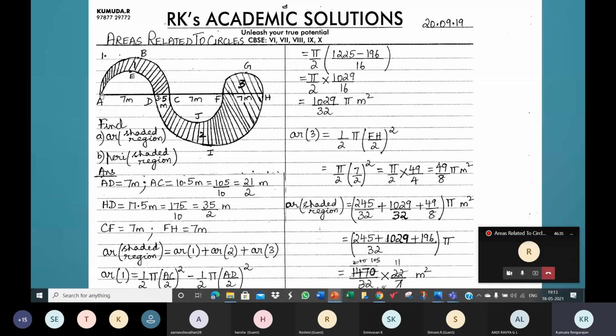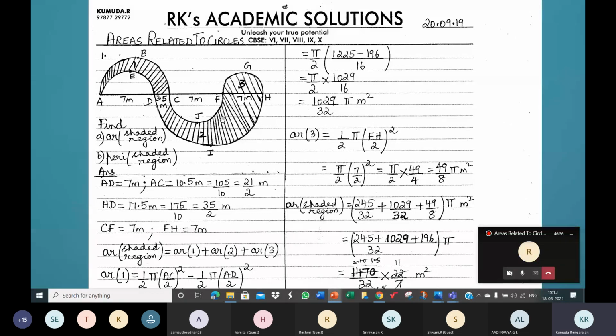So it's the perimeter of the semicircle AED plus the perimeter of the semicircle DIH plus the perimeter of the semicircle HGF plus the perimeter of the semicircle FJC plus the perimeter of the semicircle CBA.